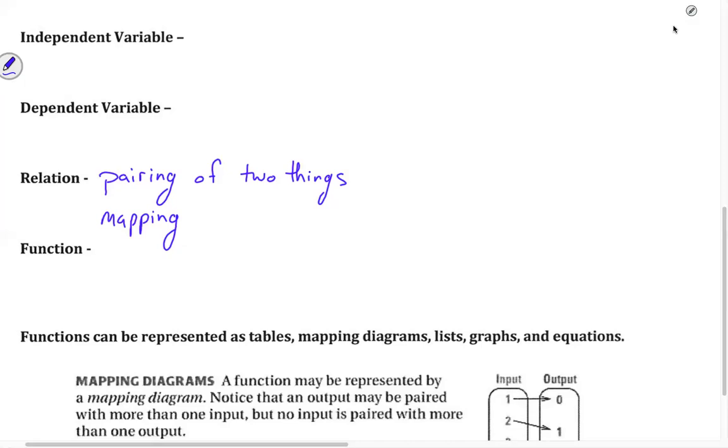Now a function is a one-to-one relation.